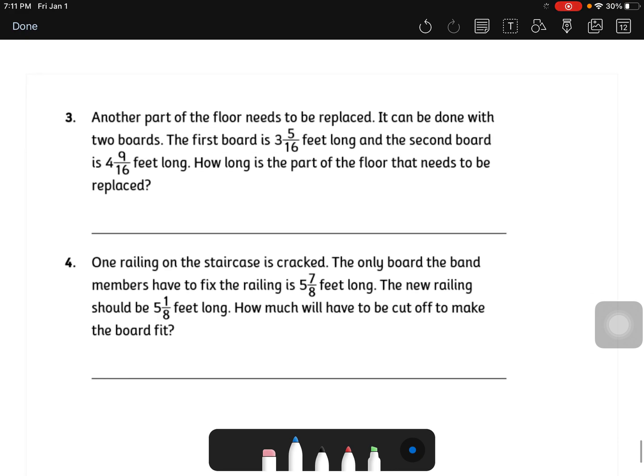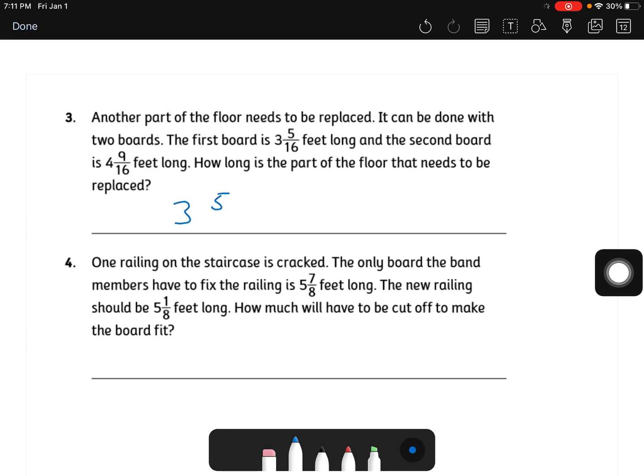All right, last 2. It says another part of the floor needs to be replaced. It can be done with 2 boards. The first board is 3 and 5/16 feet long, and the second board is 4 and 9/16 feet long. How long is the part of the floor that needs to be replaced? So it says we have to put these 2 together basically to cover that hole, right? So we need to add together 3 and 5/16 plus 4 and 9/16.